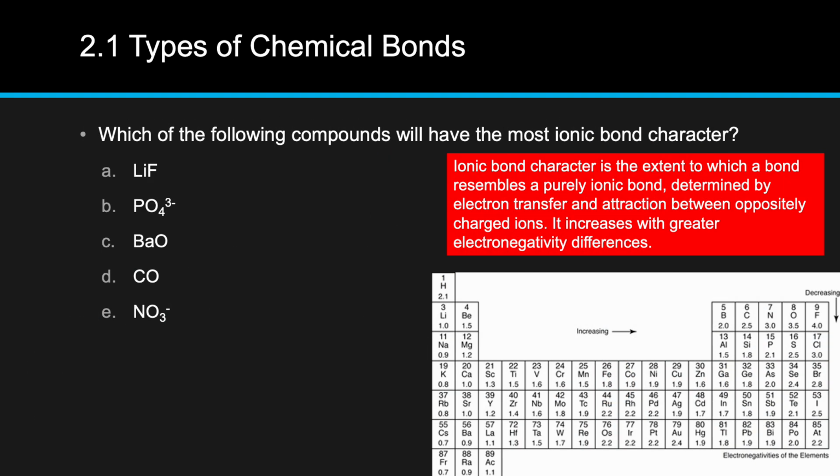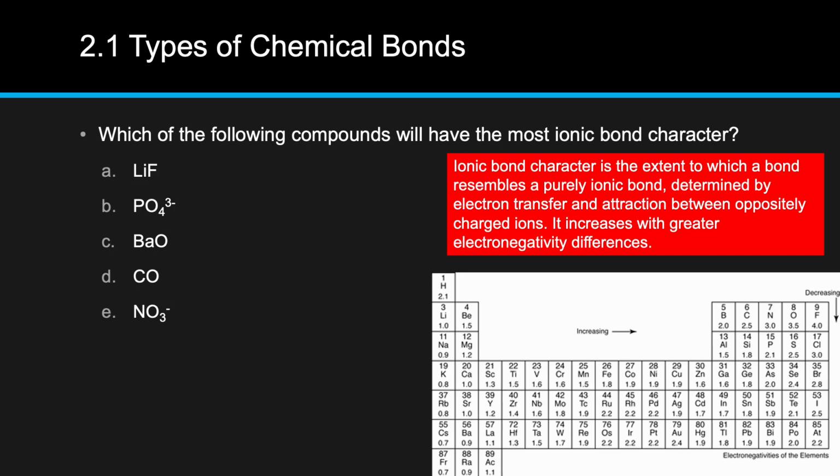Which of the following compounds will have the most ionic bond character? When it's saying ionic bond character, it's essentially the extent to which a bond resembles a pure ionic bond, which is just going to be determined by electron transfer and attraction between oppositely charged ions. So the greater the electronegativity difference, the higher the ionic bond character. So let's look at our 5 options.